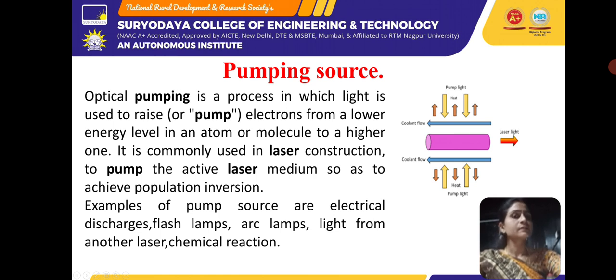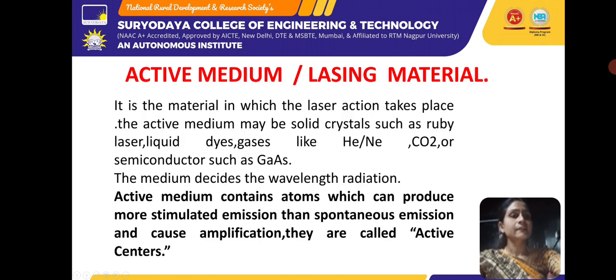Optical pumping is a process in which white light is used to raise electrons from a lower energy level in an atom or molecule to a higher energy one. It is commonly used in laser construction to pump the active laser medium so as to achieve population inversion. Examples of pump sources, there are various types of pumping: electrical pumping, flash lamp, arc lamp, light from another laser, chemical reaction.